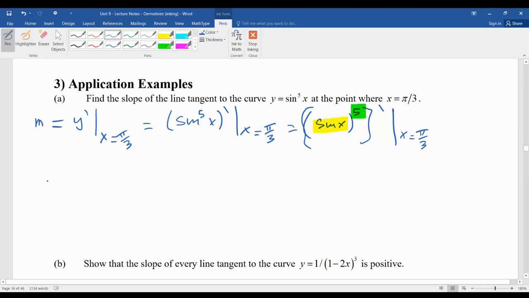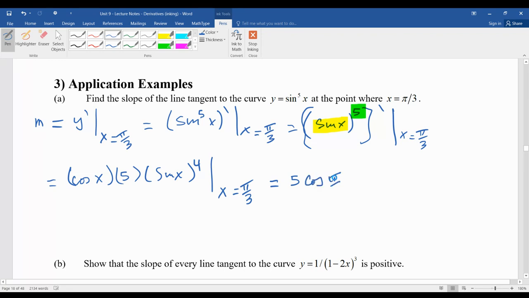Now we can take the derivative of the outer with the power rule, which gives 5 times sine of x to the fourth, and then the derivative of sine, which is cosine. And this is good at pi over 3, which is what the question wants. So we get 5 cosine pi over 3 times sine of pi over 3 to the fourth.